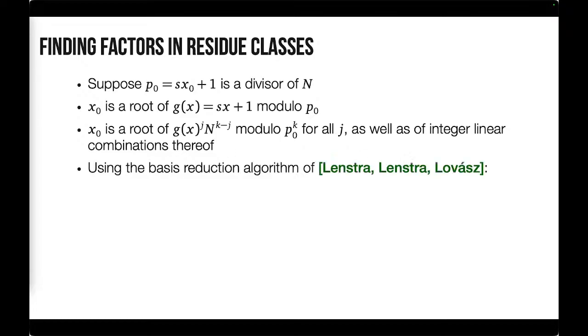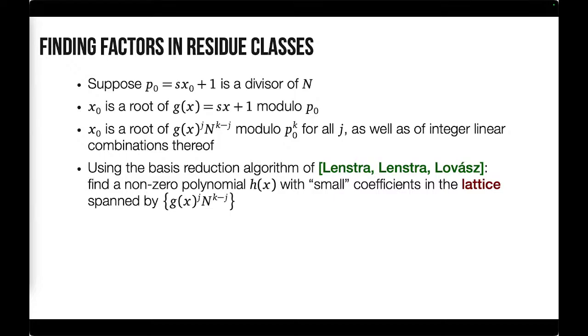So now what you can do is use the LLL basis reduction algorithm to find a short vector in this lattice, which will just be some non-zero polynomial that has small coefficients, and it's a linear combination of the polynomials that we started from. So the point here is that the coefficients of h are small numbers, and k is large enough such that p0 to the power k is a large number. Now let's assume x0 is also small. This is an unjustified assumption, but let's assume it for a second.